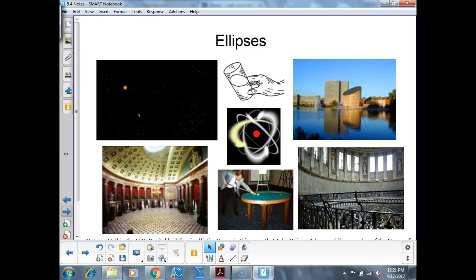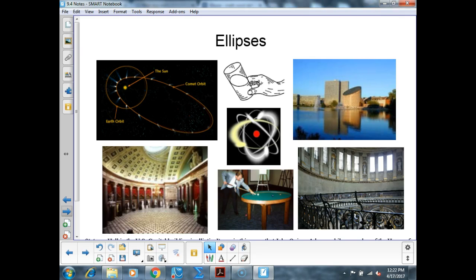Some examples of ellipses. Planetary movement around the sun. Earth's orbit around the sun, and any planet's orbit around the sun, is an ellipse. If you take a water bottle or glass and tip it to the side at a little bit of an angle, the surface of the water becomes an ellipse. I forget what museum the one on the upper right is, but that roof is an ellipse. The one on the lower left has a cool story to go along with it.